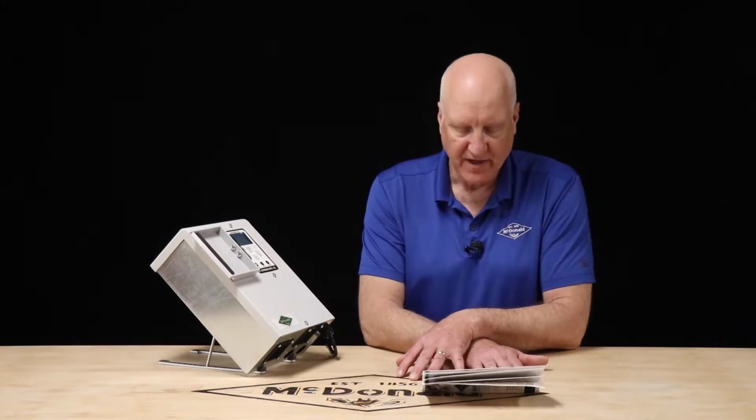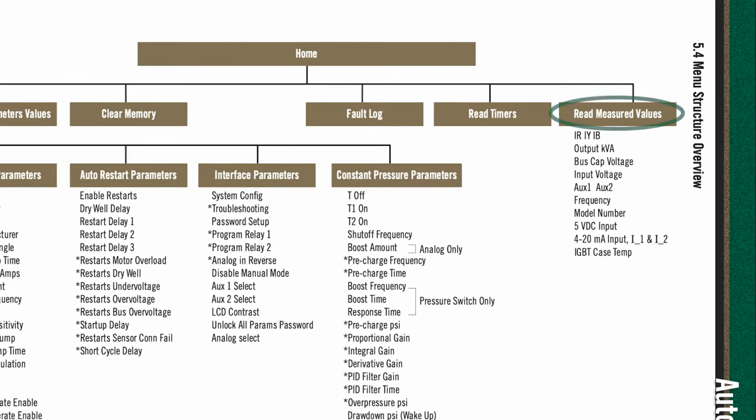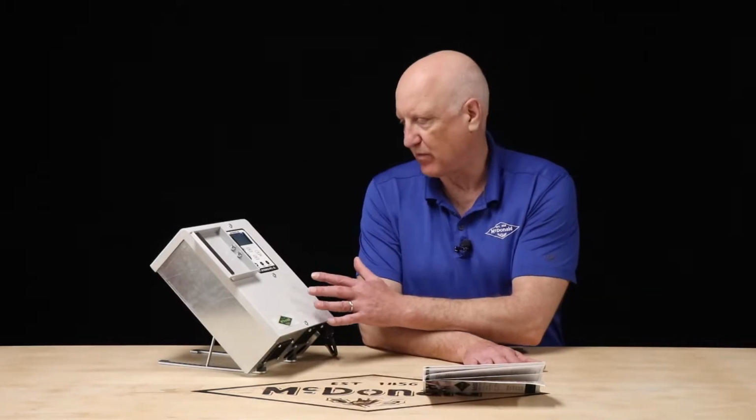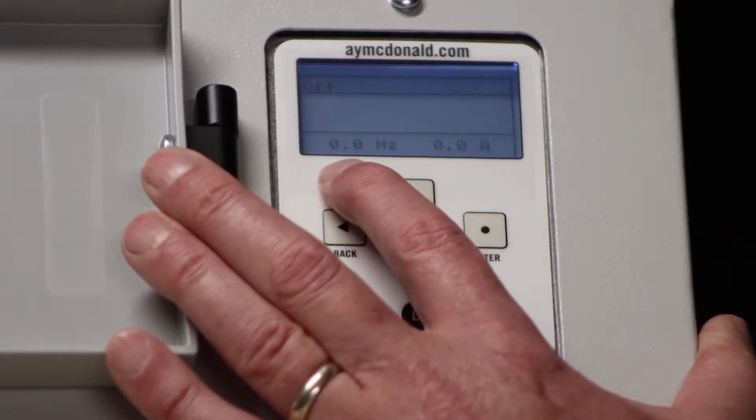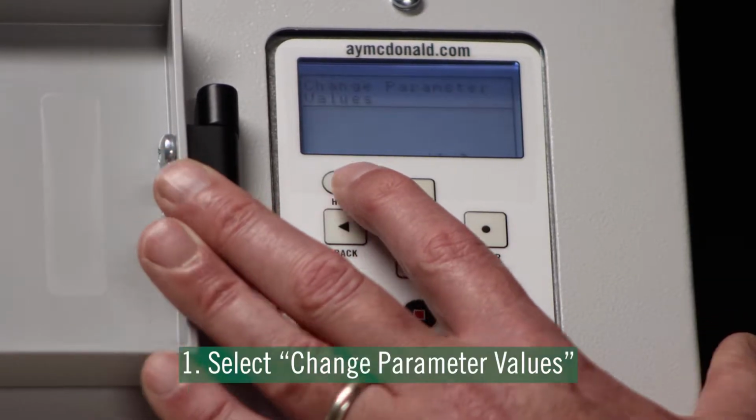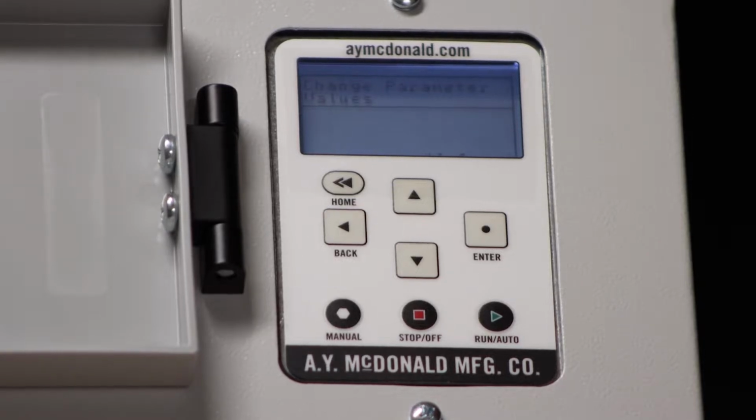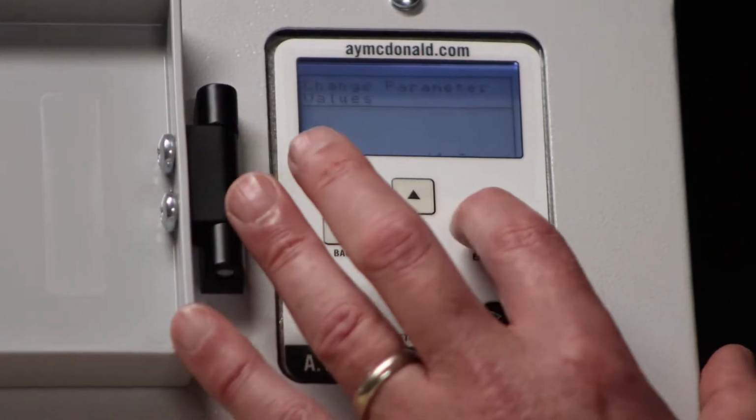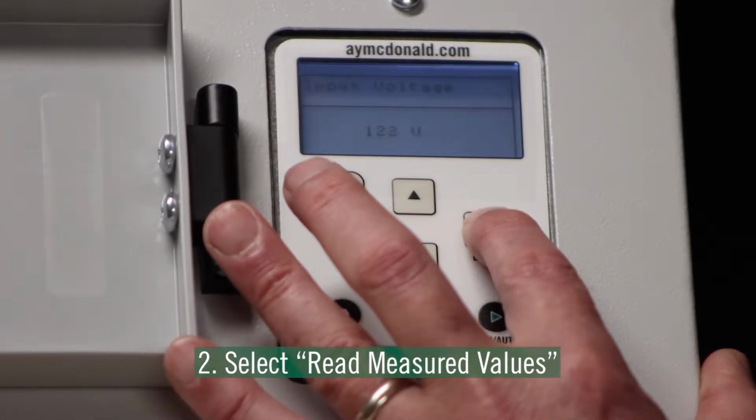Some of the other things that are of value here would be read measured values. Read measured values is going to tell us what's going on with our pump and motor. That's where we're going to do our troubleshooting. We're going to know the health of the system. So to get there, we are going to hit the home button again, off, change parameter values. Now instead of dropping into operating parameters, we're going to go across to read measured values. Read measured values, hit enter.